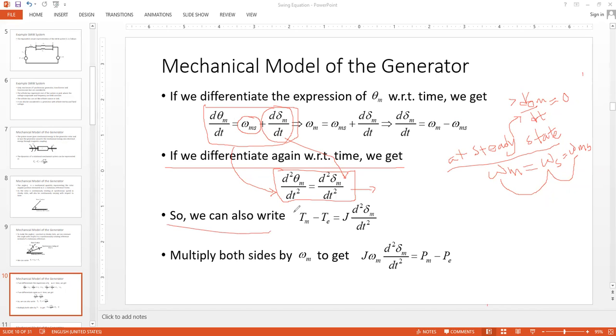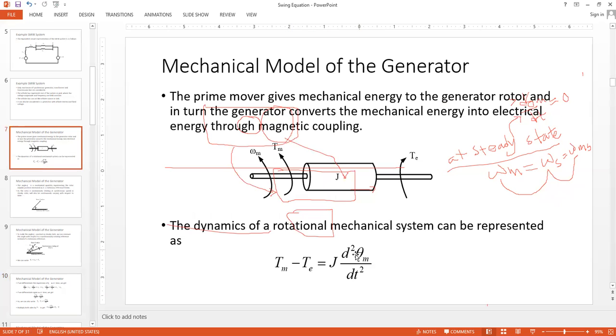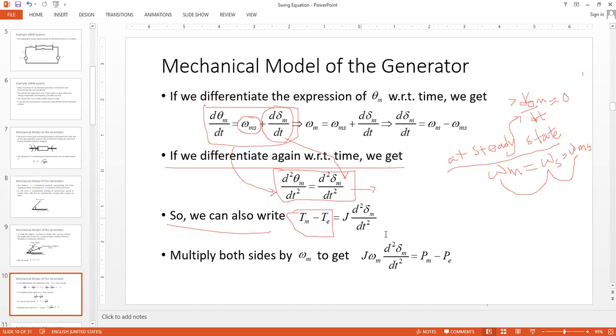So we can simply replace Tm minus Te, which we had in our earlier slide, slide number 7. Now we will replace this d square theta m over dt square by d square delta m over dt square. So simply we replace it in the first equation where we started from.